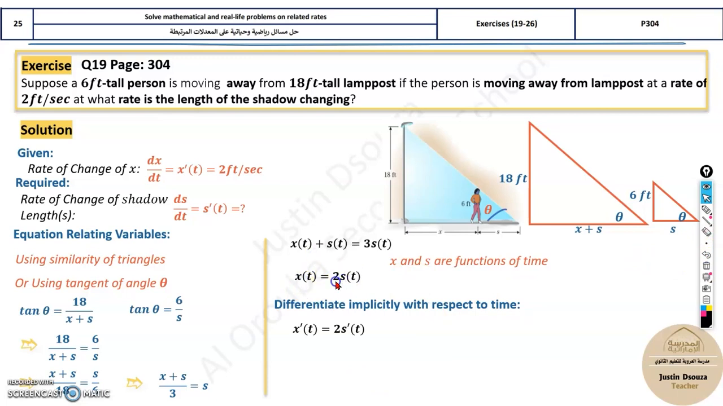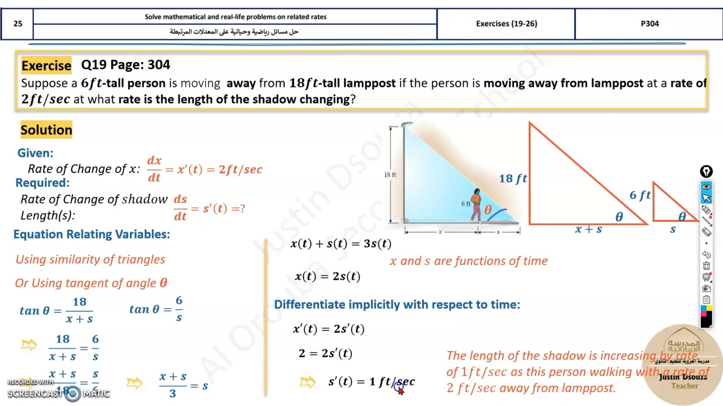Now differentiate this. Now, since there are two functions, implicit differentiation, what happens over here? X dash only. Here 2 is constant, S dash. That's it. So differentiation is straightforward. Now substitute the values back. Which is the value known? 2 feet per second. So substitute over here 2 feet per second. That is 2. Over here is 2. So rearrange and write S dash would be 1 feet per second.